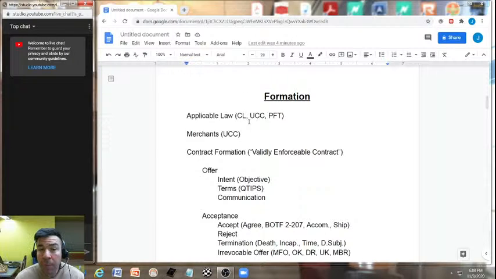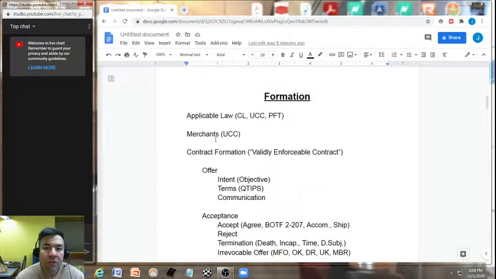If we can't make up our mind, then we have to go to the predominant factor test, and we establish what law, common law or the Uniform Commercial Code, predominates the contract, and we would generally go with that law. If the UCC governs our contract, we have an additional consideration in this particular stage, and that would be establishing whether the parties are merchants.